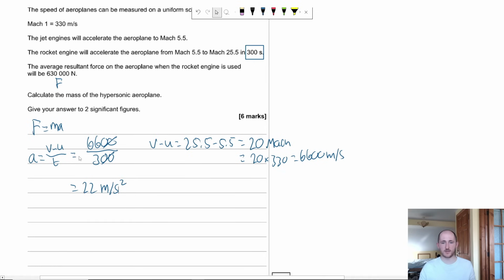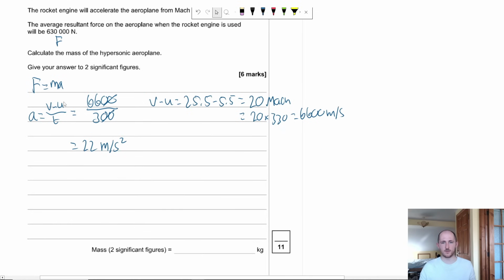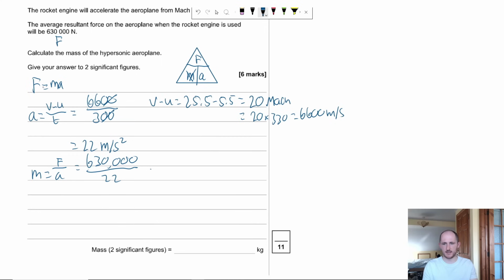Okay? So now we have F equals ma, we have F and we have A. So all we need to do is rearrange that formula. Again, if you want to use the formula triangle, let's draw it out for you. F on top. We have M on the bottom and A. Cover up the mass. And we're just doing force divided by acceleration. Or if you want to rearrange it, just divide both sides by A. So we're just doing mass is equal to force over acceleration. So that's 630,000 over 22. So get out your calculators.